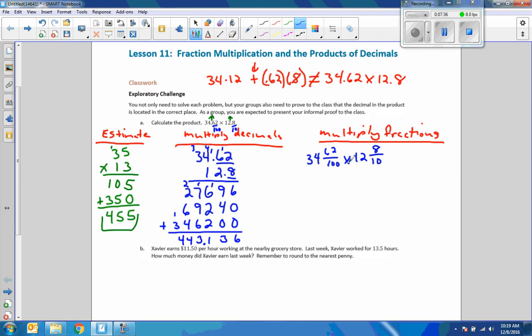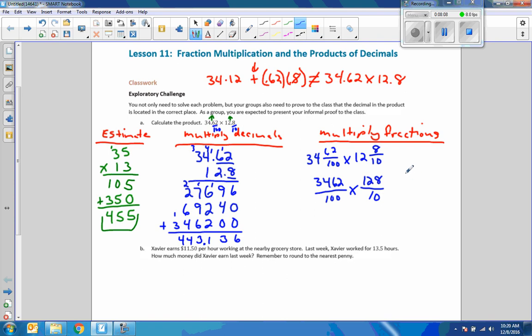So, there's a couple of different ways we can do this. We're going to make this improper. So 100 times 34 is 3,400, plus 62 is 3,462 over 100, times 10 times 12, 120, plus 8, 128 over 10.